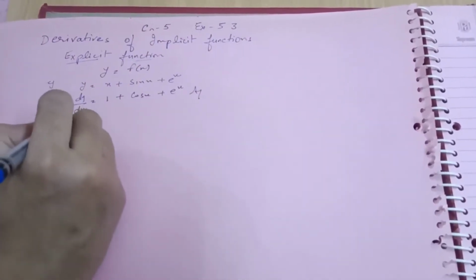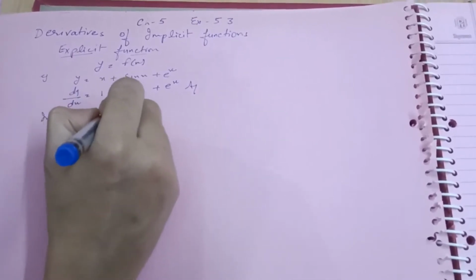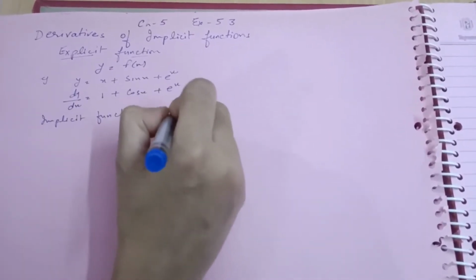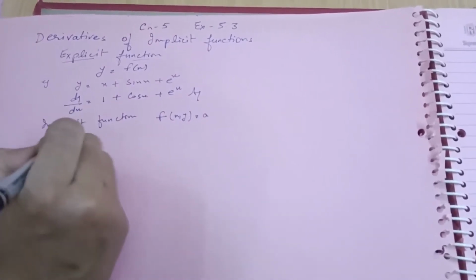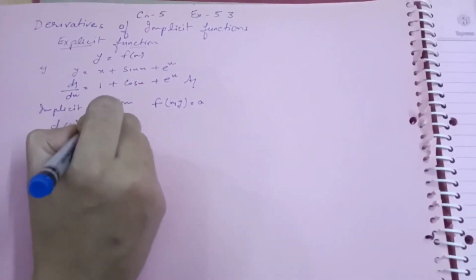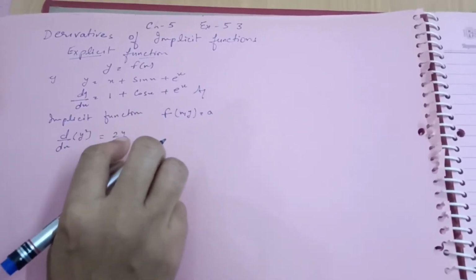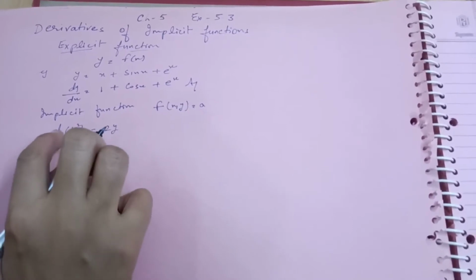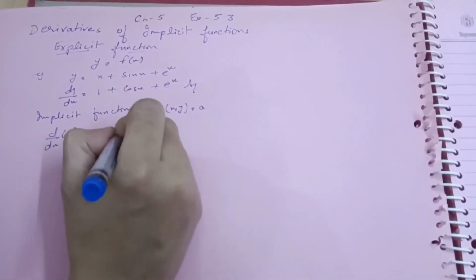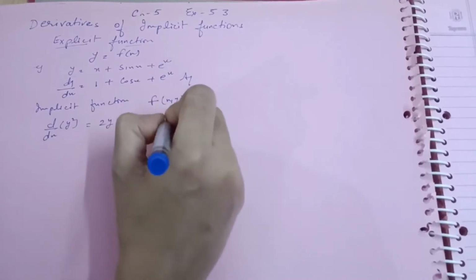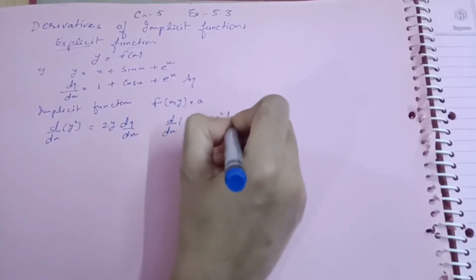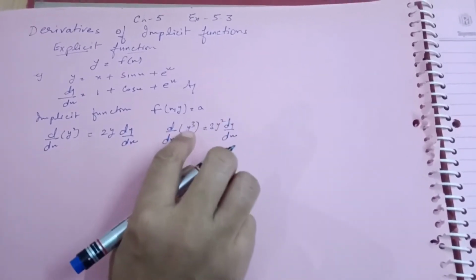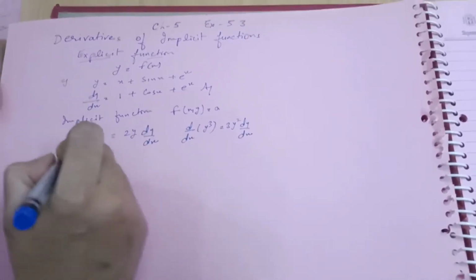Now implicit function means it may come like a function of x and y equal to a constant, meaning you can't separate it. You need to understand this also: if you are going to do d by dx of y square, you will say 2y, but not only 2y. This is not a function of x, so differentiating with respect to x, you will write 2y into dy by dx. Similarly, d by dx of y cube will be 3y square into dy by dx, because this is y.